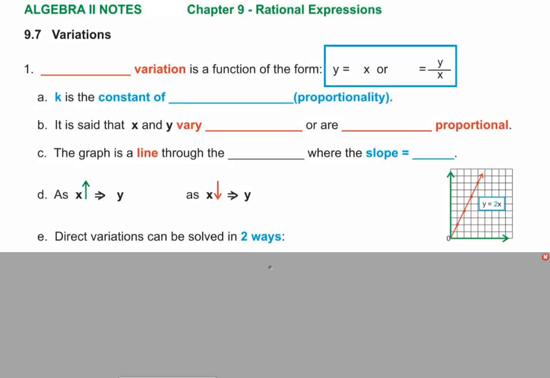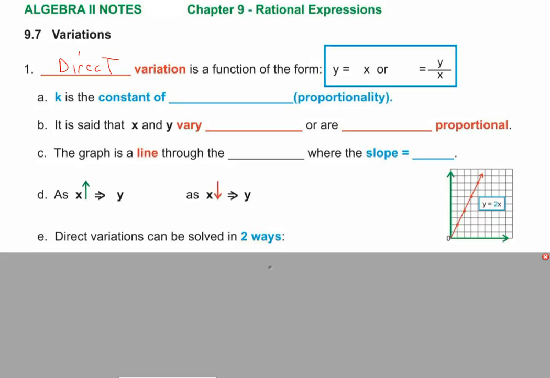Variations. For some reason, students stumble some over variations. But to be quite honest, they're a simplified form of linear functions. So, a couple things. First, the first kind of variation is direct variation. Variations involve a constant, and the constant corresponds to the slope.